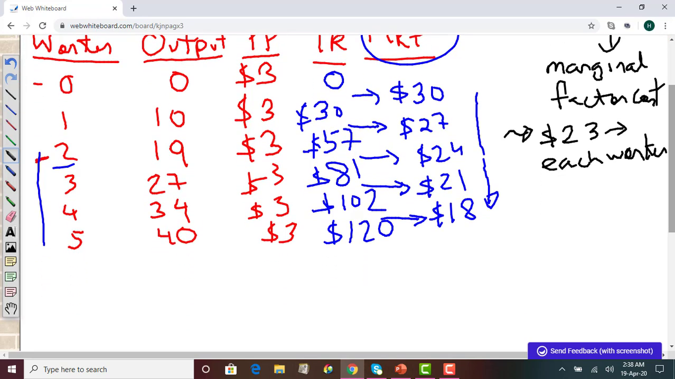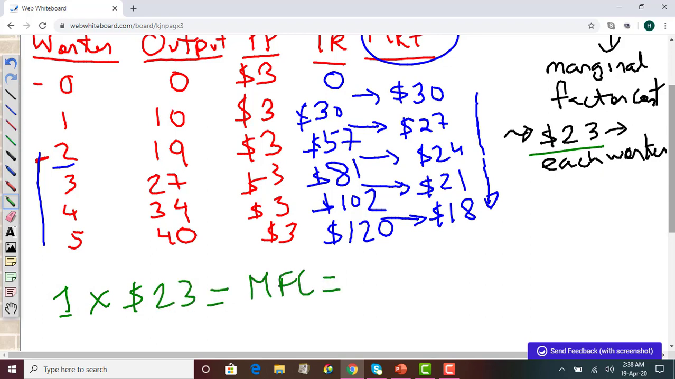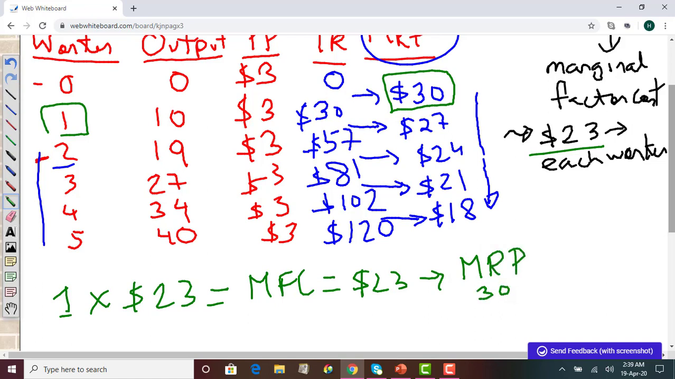So in this case, if we are hiring 0 workers, we are incurring 0 cost. Now if we are hiring 1 worker, the cost is $23. So the marginal factor cost in this case, if we are hiring 1 worker, is $23. Now this $23, we compare it to $30. So when we are hiring 1 worker, MRP is 30, which is greater than MFC, which is 23.